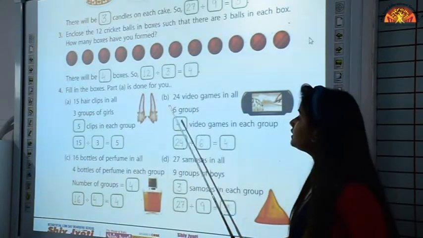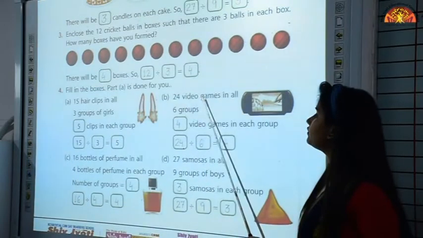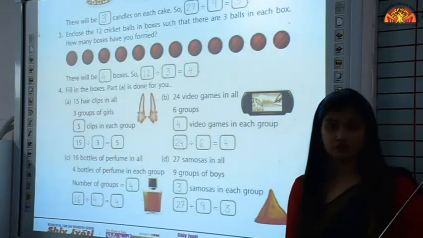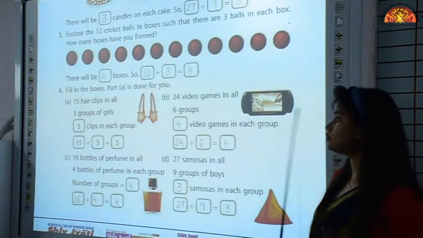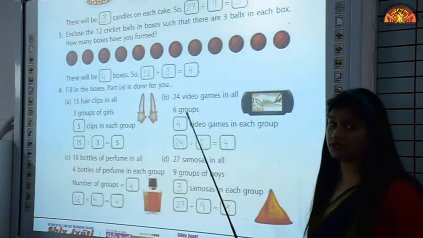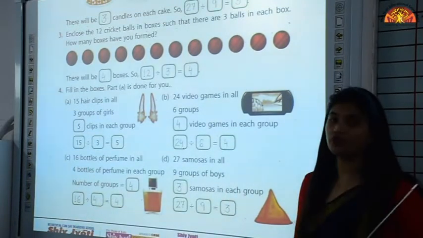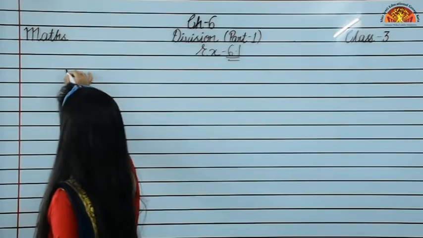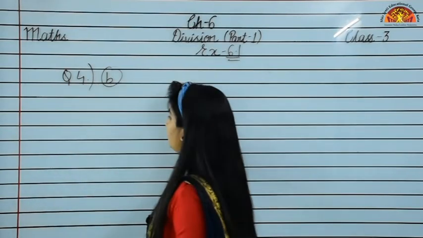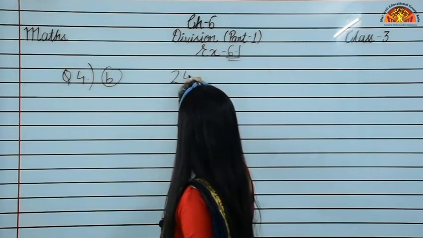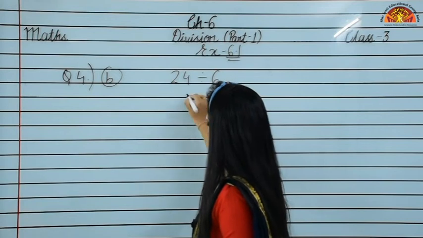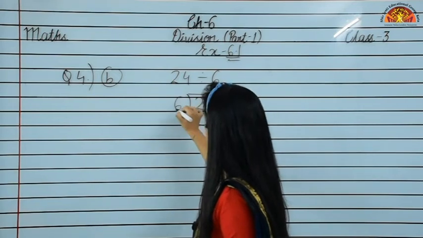So students, part B is 24 video games in all 6 groups. What you have to do in this question is divide 24 video games in 6 groups. आपको क्या करना है? 24 को divide करना है 6 से. Question number 4, B part we are doing, and we are dividing 24 by 6. So again we will write 24 here and we are dividing it by 6.